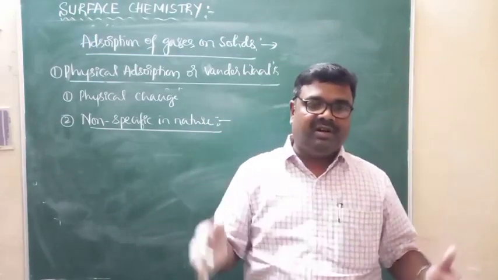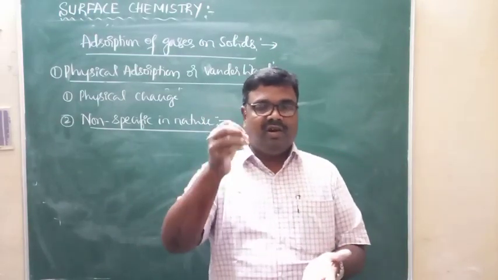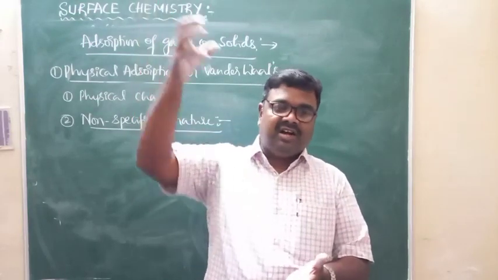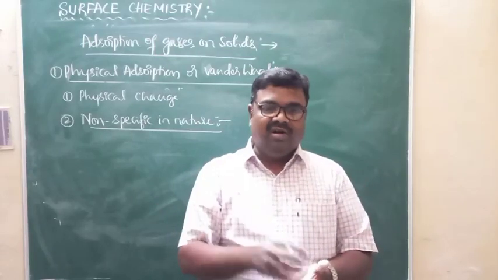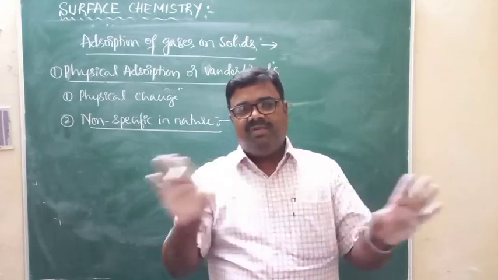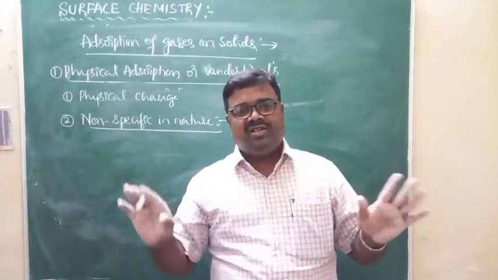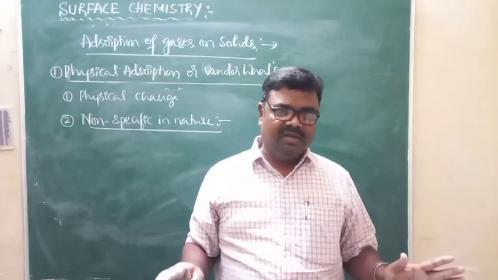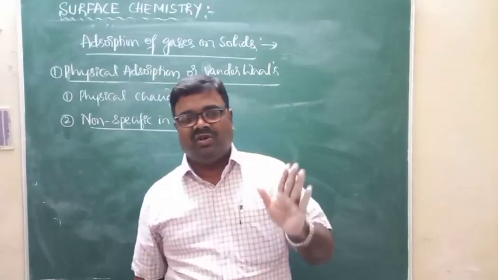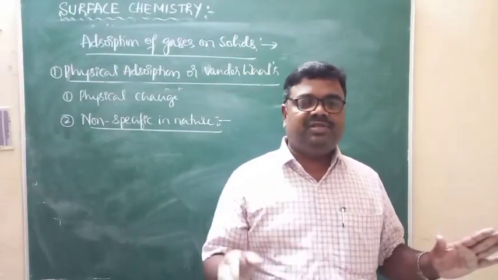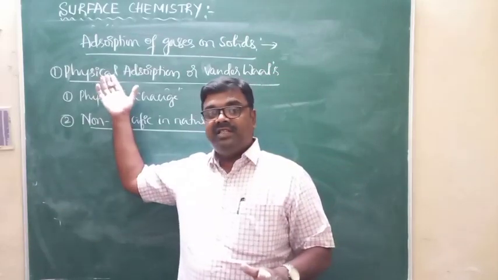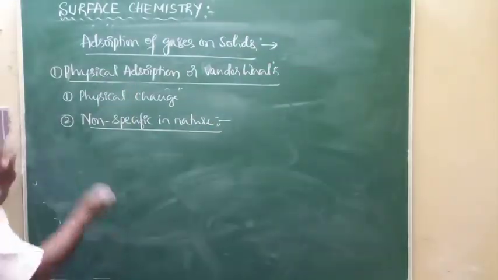If I take a mixture of non-reacting gases in a jar, like chlorine, sulfur dioxide, ammonia, carbon monoxide, and I add charcoal to the gas jar, all the gases will be adsorbed on the surface of charcoal. There is no preference. Every gas can be adsorbed on charcoal. The surface of the adsorbent doesn't show any preference for a particular gas. Because of that, physical adsorption is non-specific.